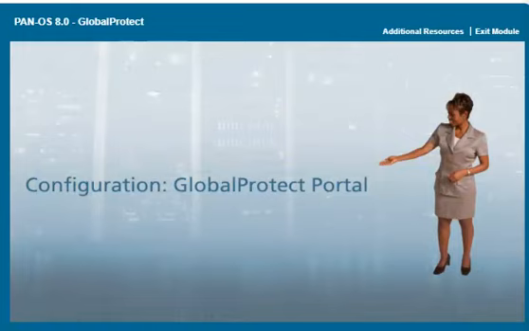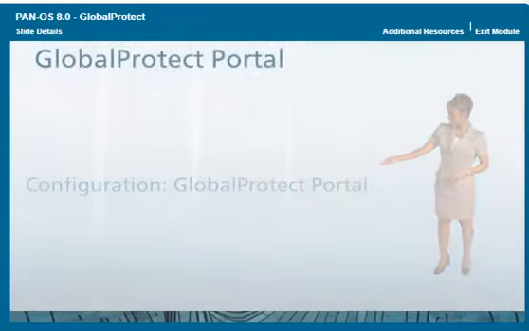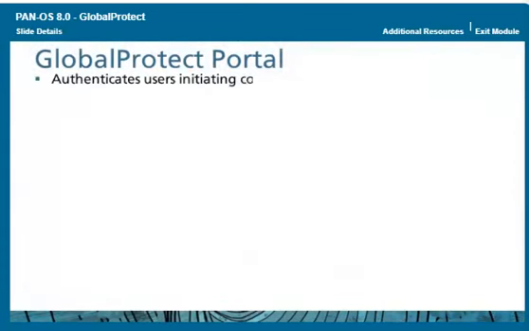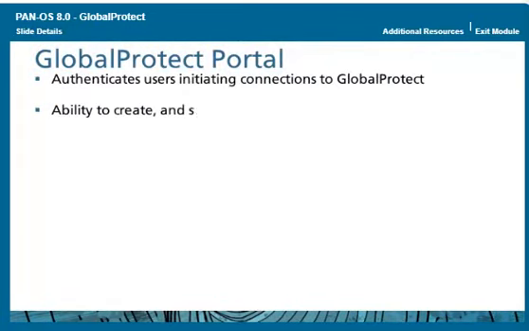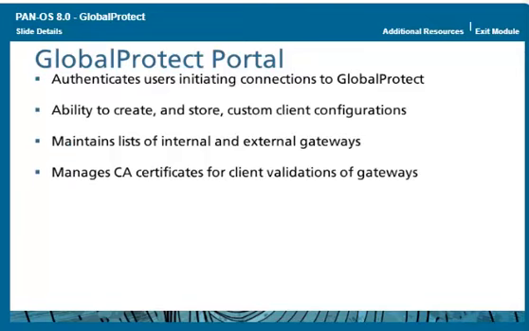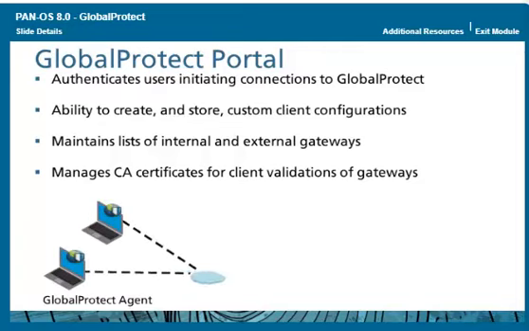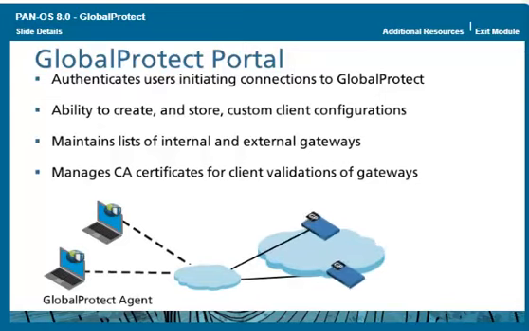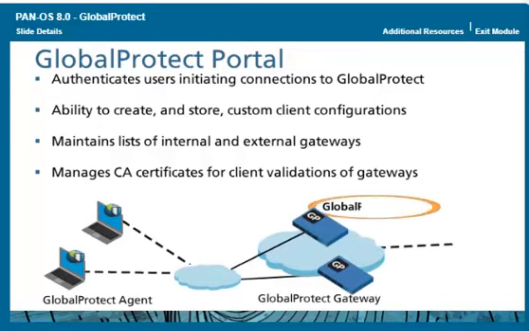Configuration, GlobalProtect portal. Most configuration for GlobalProtect happens on the portal. The portal is responsible for coordinating communications and interaction between all other GlobalProtect components. GlobalProtect administrators can set the level of control that end users have over their connections, from a fully locked-down configuration to one where users are allowed to select which gateway they connect to.